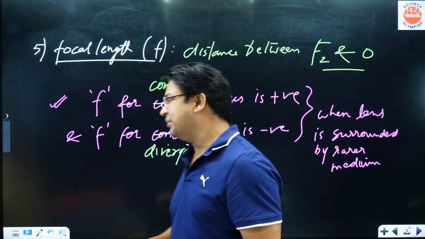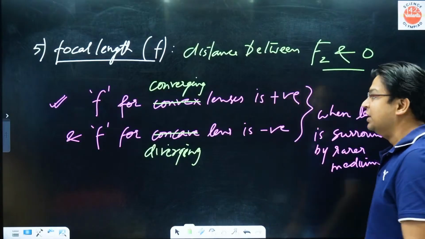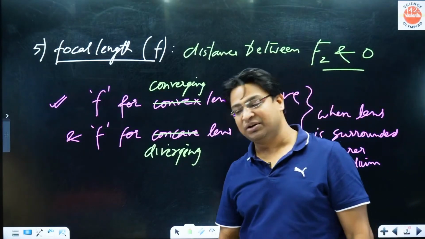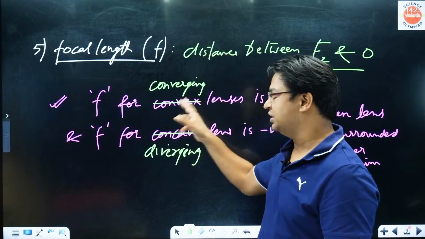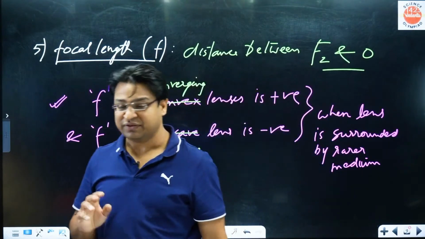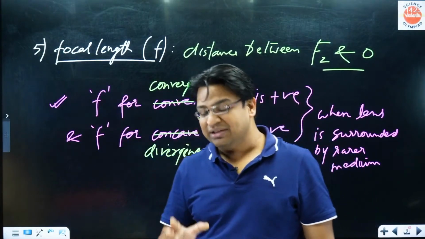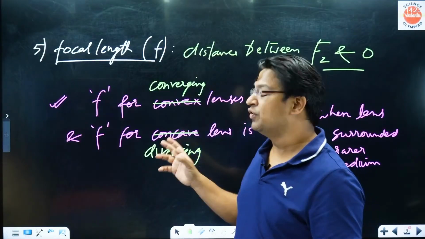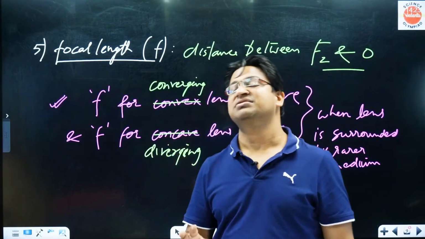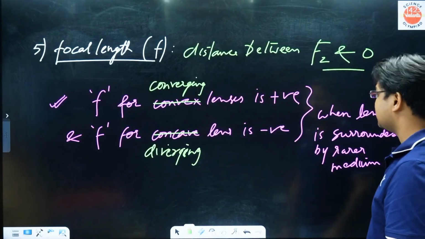So what you have to remember is that focal length for converging lenses is positive. You can also state this the other way: if the focal length of a lens is coming to be positive according to Cartesian sign convention, then that lens is a converging lens. And if the focal length is coming out to be negative, then that lens is a diverging lens. Okay, so this is about focal length.